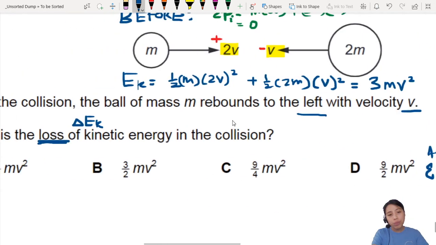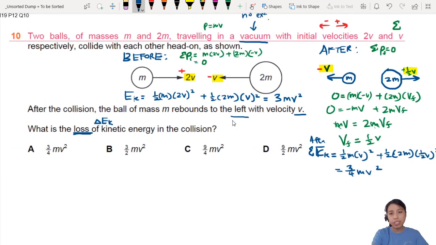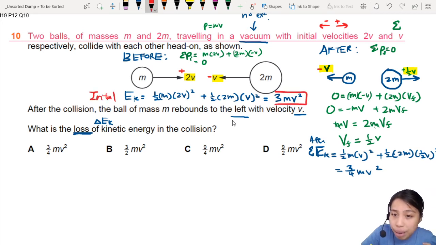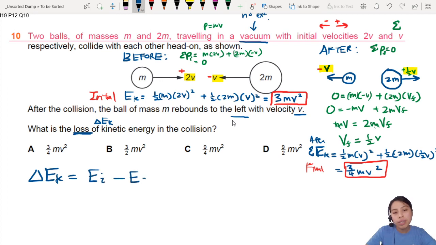Now don't choose the answer 3 over 4 because that's not what they want. They want the change or the loss in kinetic energy. If you notice, this is initial kinetic energy. It's quite big, 3 mv squared. And this is the final kinetic energy, which is quite small. So because of the collision, you have lost some energy. It's probably an inelastic collision of some sort. So you want to find the loss or change in kinetic energy. Which one has more? The initial, right? So you do initial minus final. Total initial minus total final. You could switch to final minus initial, just make sure if you have a negative value, you take the modulus of it. But anyway, initial is more, so you have lost some energy.